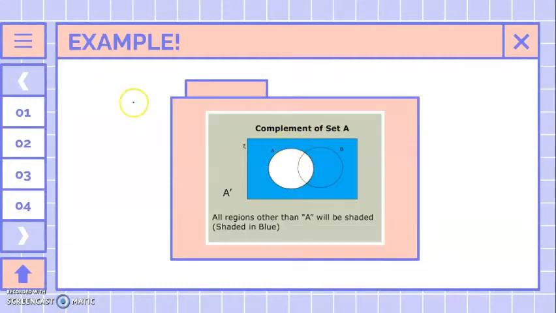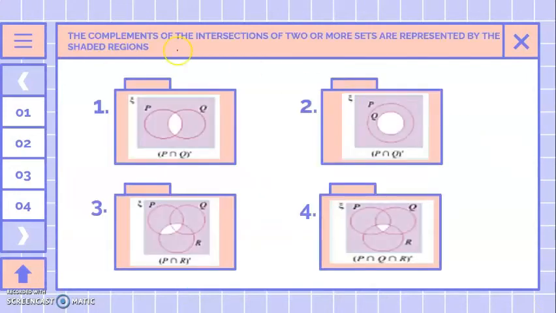Okay, to explain further, you have this diagram here. So for the complement of set A, which means the elements that are not inside set A, the region here, which is the color blue, will be the complement of set A. So the complements of the intersections of two or more sets are represented by the shaded region.